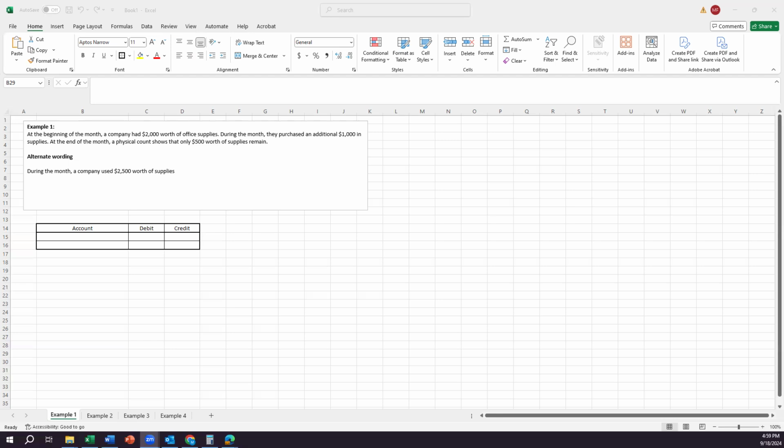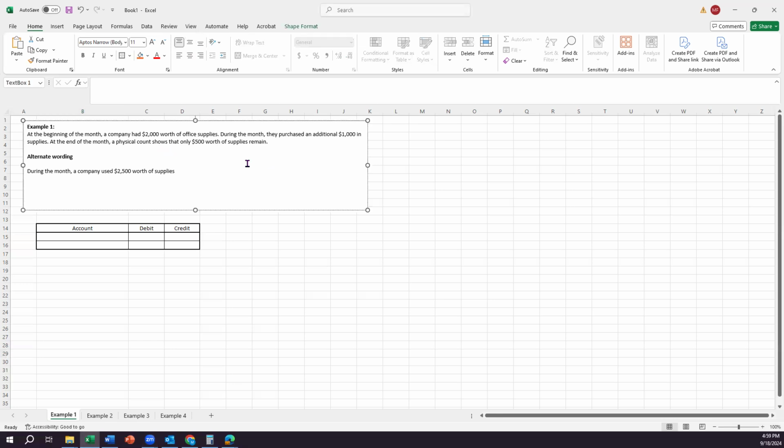So I just wanted to walk you through a couple of examples of the different types of wording you'll see with adjusting entries, and see that even though the wording makes it sound different, you're working on the exact same problem. So here's our first one. It says at the beginning of the month, a company had $2,000 worth of office supplies. During the month, they purchased an additional $1,000 in supplies. And at the end of the month, a physical count shows that only $500 worth of supplies remain.